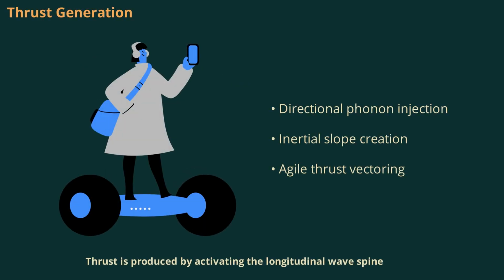Thrust is produced by activating the longitudinal wave spine, which injects directional phonon energy into the mantle. By creating a forward inertial slope, the craft is pulled in the desired direction. Thrust vectoring is achieved by selectively inverting curvature in specific azimuthal sectors, providing agile and precise movement.